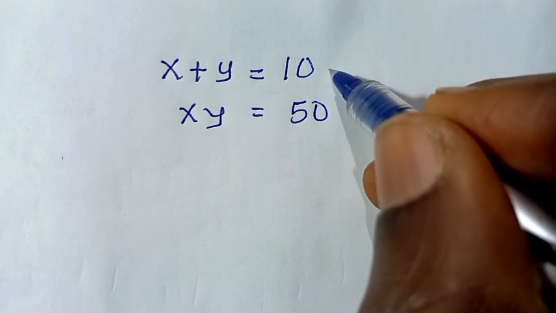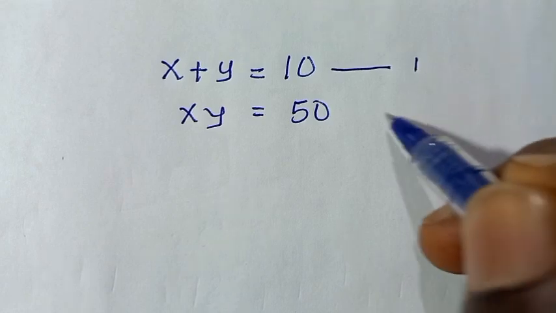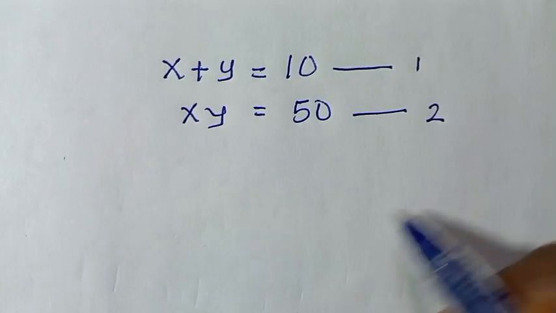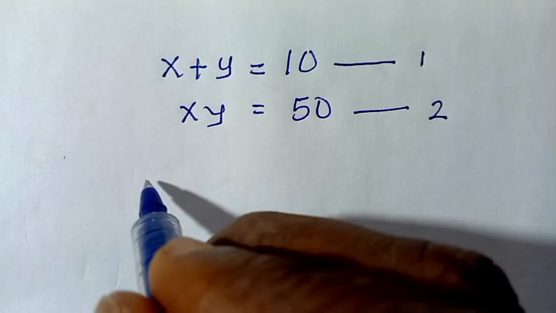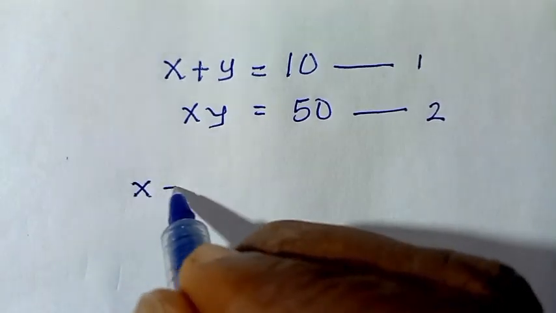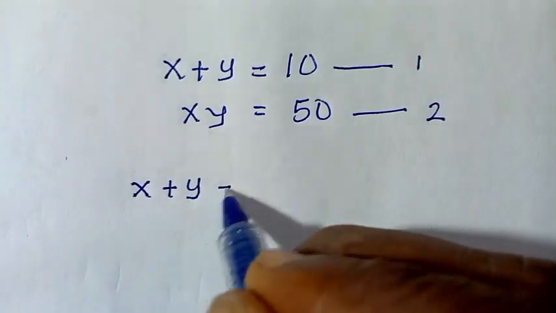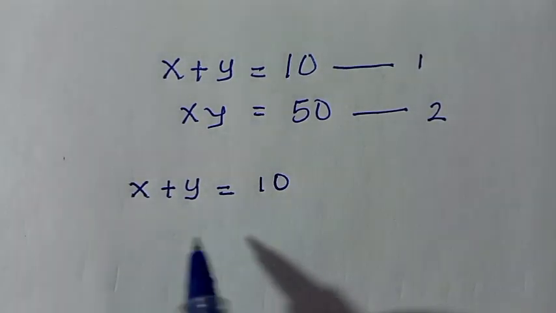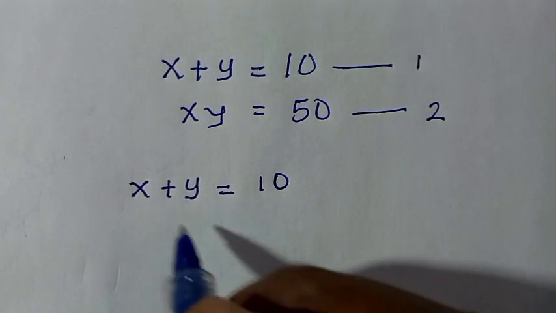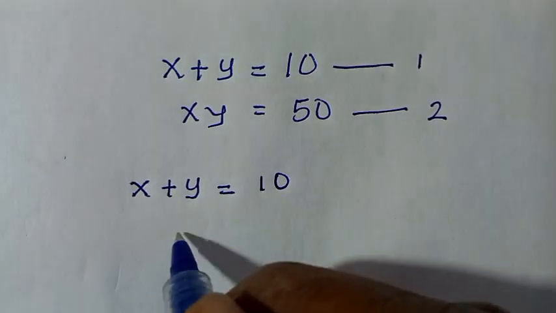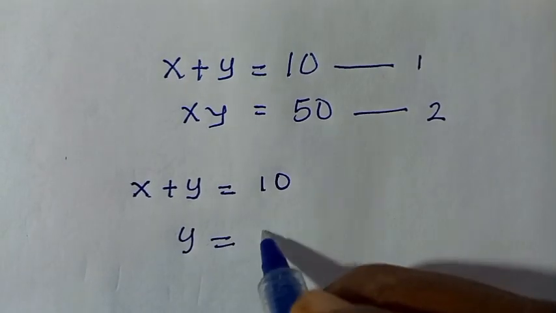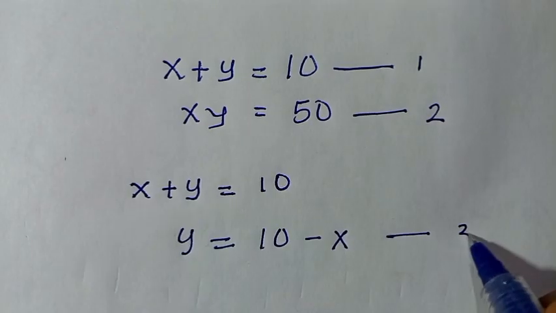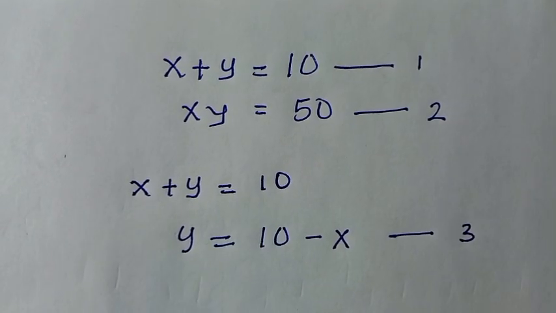How to solve this system of equations? Let's call this one equation 1 and this one equation 2. From equation 1, we have x plus y equals 10. Then from here, let's make y the subject of the formula, as we have y equals 10 minus x. I will consider this as equation 3.